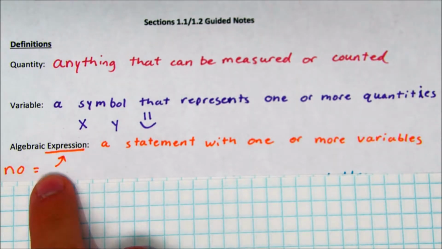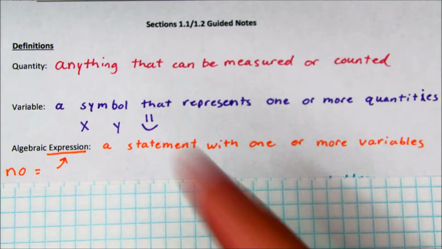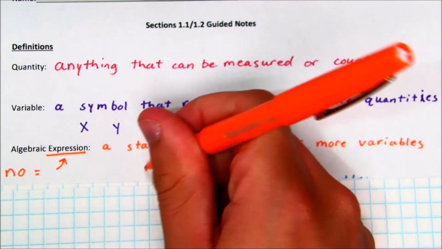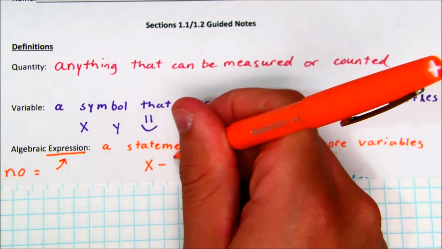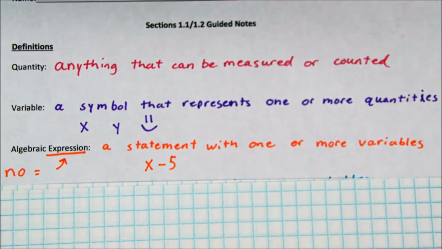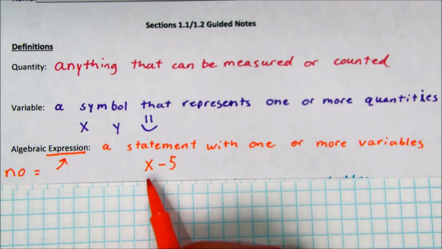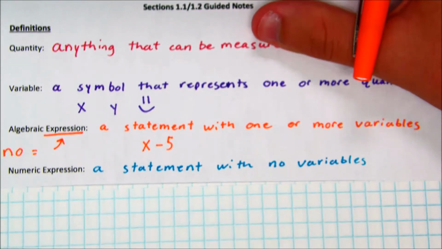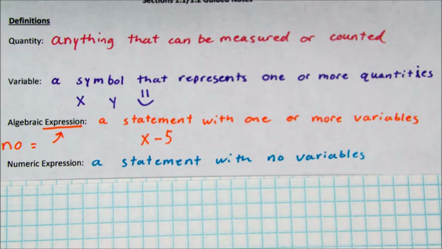So for example, I could have something like x minus 5. That is an algebraic expression. It has a variable and no equal sign. Now, on the same token, we also have this thing called a numeric expression. And it's kind of what you think. It's a statement with no variables.